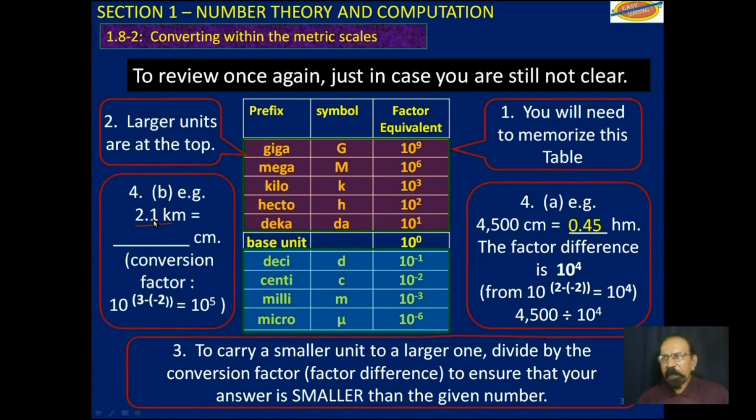Conversely, if you're carrying 2.1 kilometer to centimeter, so we are at kilometer here, and we are going down to centimeter here, our factor difference, as you could see, is 10 to the third power minus a negative 2, and that will give us 10 to the fifth power. Since we have to get a larger answer, we must multiply. And so we multiply 2.1 by 10 to the fifth. We shift that point 5 places to the right. That one will take one of the places, so we add 4 zeros. So 2, 1 followed by 4 zeros. Hopefully that should suffice.